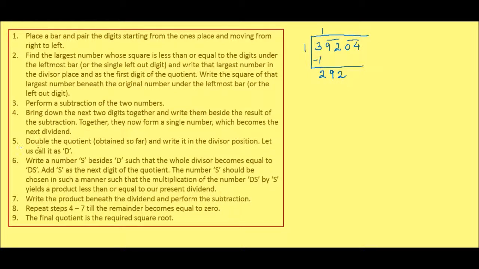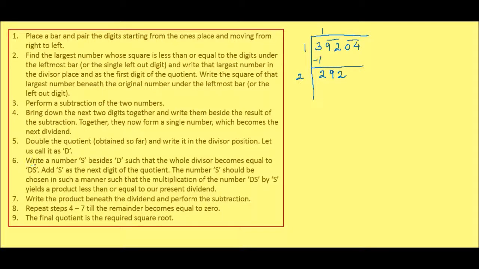Rule number 5. Double the quotient obtained so far. The quotient obtained so far is 1. So we will be doubling this 1, which will give us a 2, and write it in the divisor position. Since this is our present dividend, the divisor position will be over here. So we write a 2. We keep a place because we have to write another digit over here. Let us call it D. So this 2 is D.